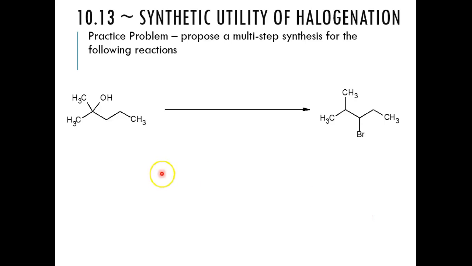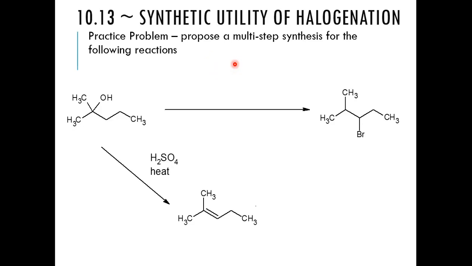So we're going to propose a multi-step synthesis to go from this alcohol molecule to our bromine molecule. And you guys know I like to do a little bit of inventory. So we have 1, 2, 3, 4, a 5 carbon chain with an alcohol on number 2. 1, 2, 3, 4, a 5 carbon chain with a bromine on carbon 3. As I look at this, I know obviously I need to get rid of my alcohol, but I also know that I need to make this carbon a reactive carbon in some way. There's a couple different ways to approach this, but here's how I'm thinking about doing it.